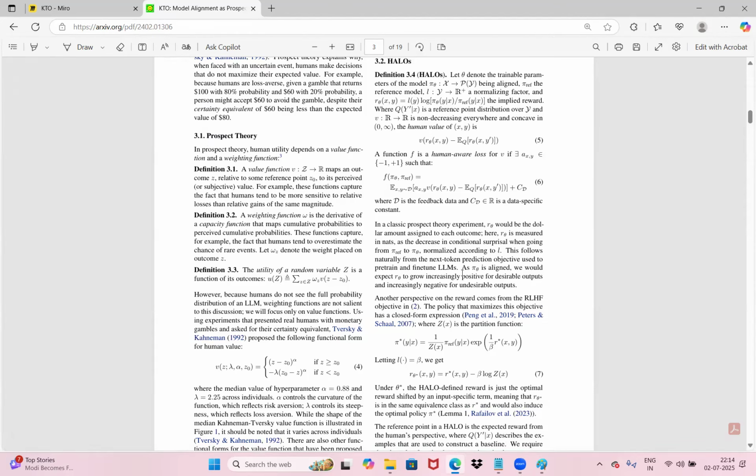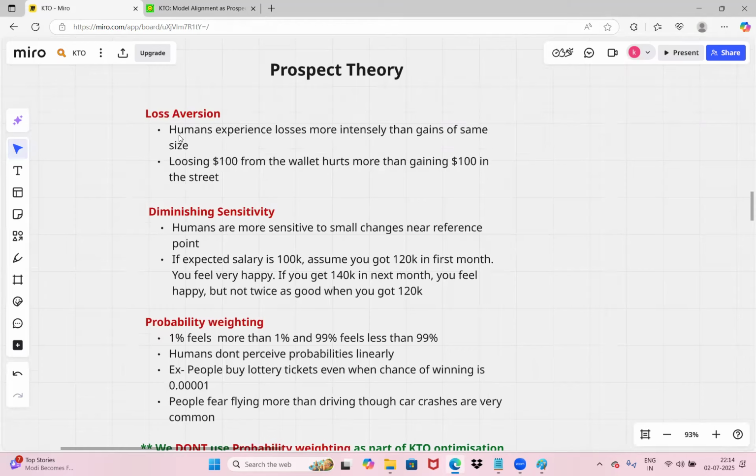Hey everyone, welcome back. In this video, we will try to understand prospect theory, which is the base for KTO optimization. The prospect theory concept is taken from human psychology. Prospect theory is made up of three different components: loss aversion, diminishing sensitivity, and probability weighting. What is loss aversion? Humans experience losses more intensely than gains of the same size.